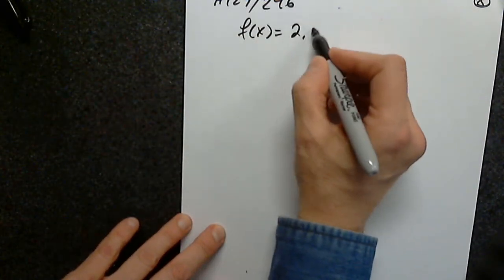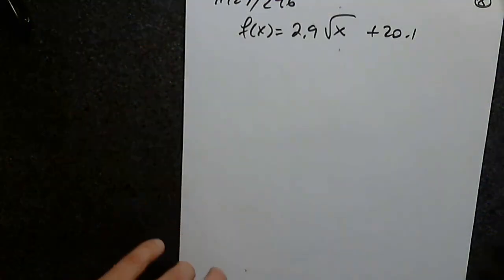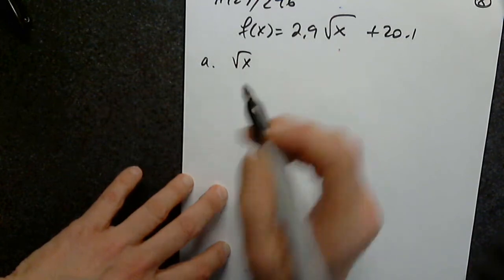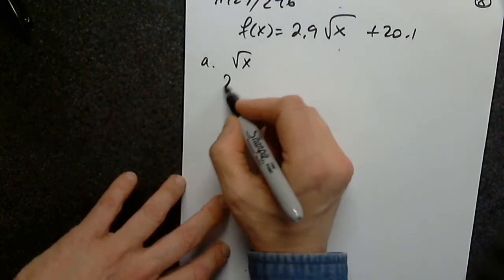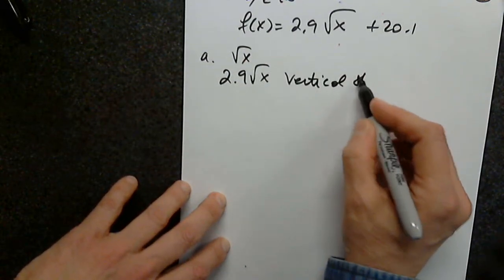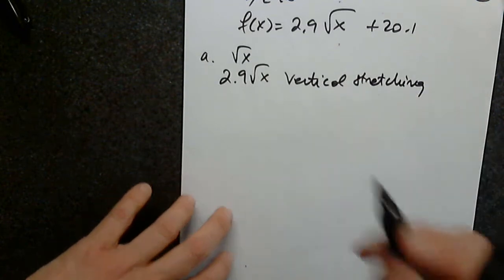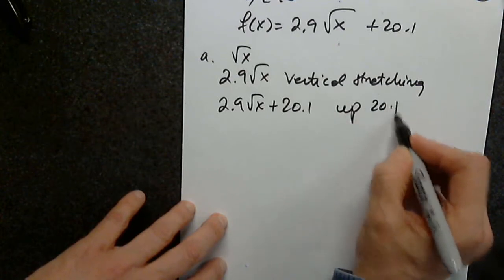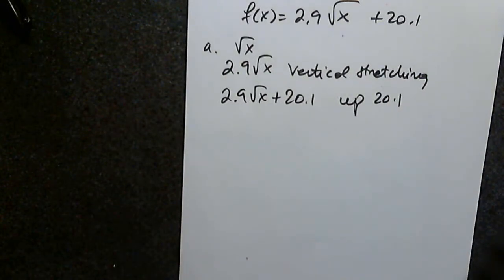Okay, so we are given the function f of x equals 2.9 times the square root of x plus 20.1. In part A, we will say the square root of x is the base function. Then we have 2.9 times the square root of x, which is vertical stretching. And then 2.9 times the square root of x plus 20.1, up 20.1. This was the description of what we see. That's the function that was used, the model that was used to fit the given data.